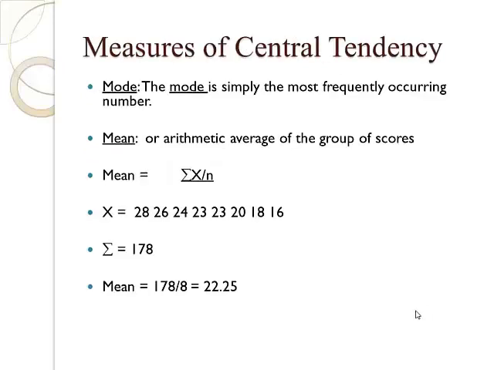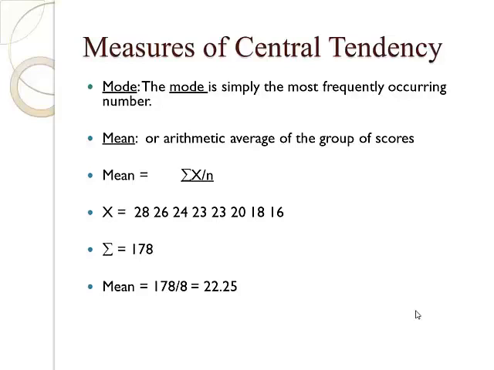So in terms of the measures of central tendency, we're talking about the mean, the median, and the mode. The mode is simply the most frequently occurring number in the data. So it's the number that shows up the most. The mean is the arithmetic average of a group of scores or observations.